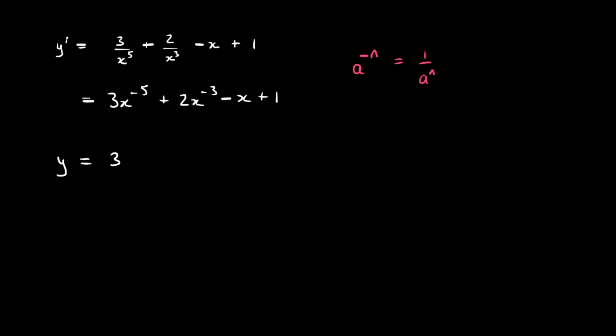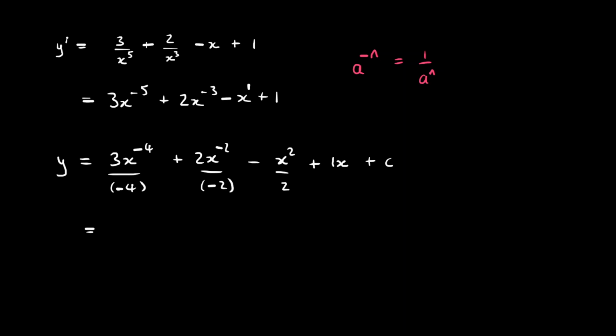So we add 1 to the power. Now, minus 5 plus 1 is not minus 6, right? A lot of people make that mistake. Minus 5 plus 1 is minus 4. I've got to divide by minus 4. Same thing here. Minus 3 plus 1 is minus 2. We divide by minus 2. And minus x, well, this is x to the power of 1, isn't it, right? So that becomes x to the power of 2 divided by 2. And the 1, well, that becomes 1x. I've got to remember to add the constant here.